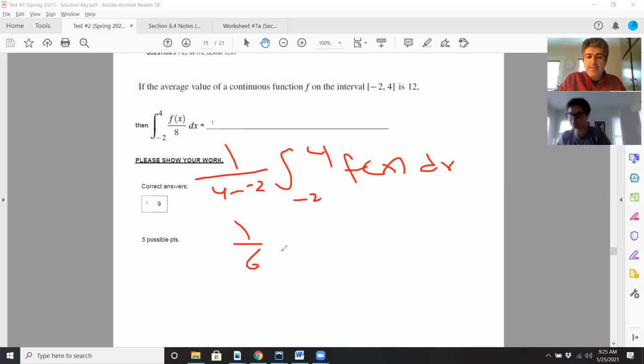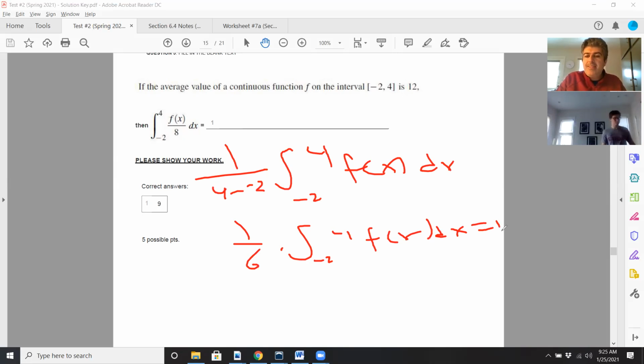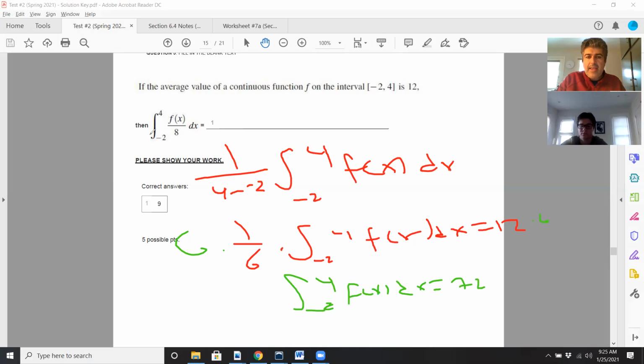So it's 1/6 times all that junk, and the parent of that equals 12. You're told that. This is what you have to do. You've got to multiply both sides by 6 to get the value of the integral on its own. The integral of negative 2 to 4 of f of x, well, that's not so bad now. That's 72.